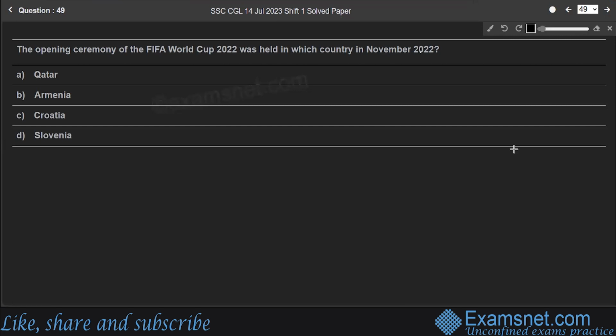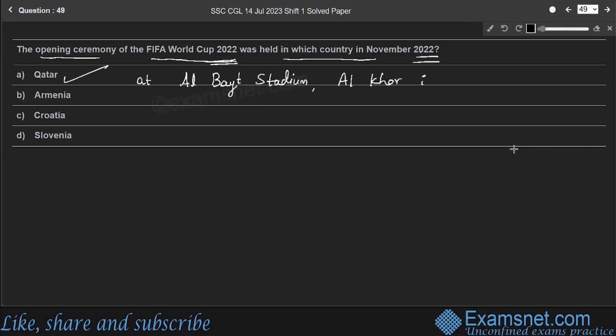Question 49. The opening ceremony of the FIFA World Cup 2022 was held in which country in November 2022? So it was held in Qatar. Option A is the right answer. It was held at Al Bayt Stadium in Al Khor, in Qatar.